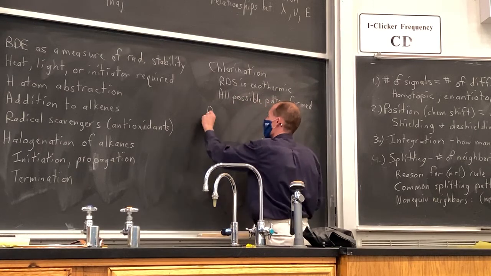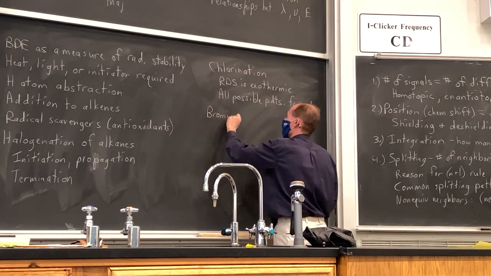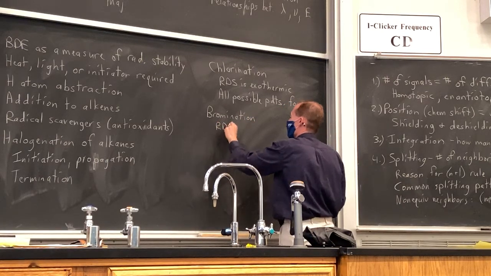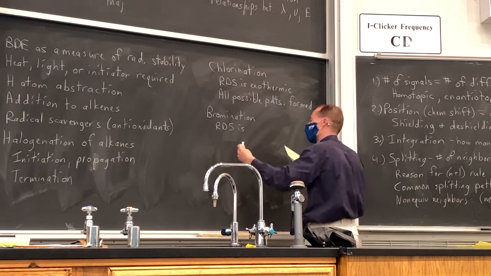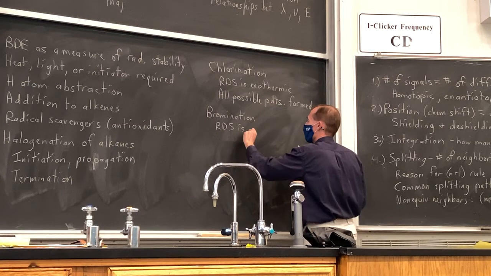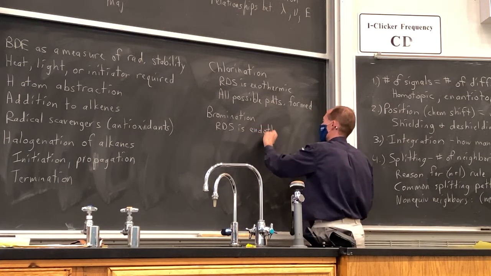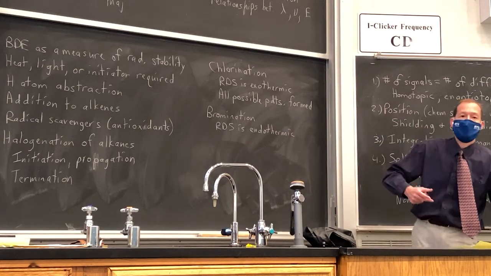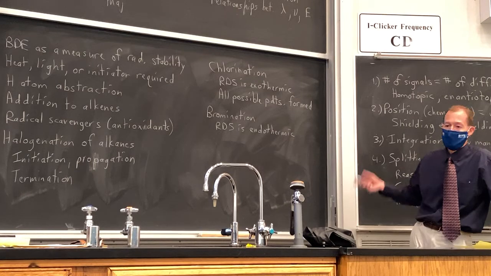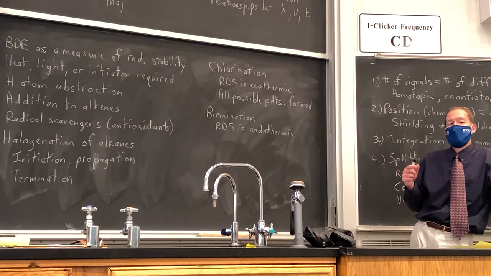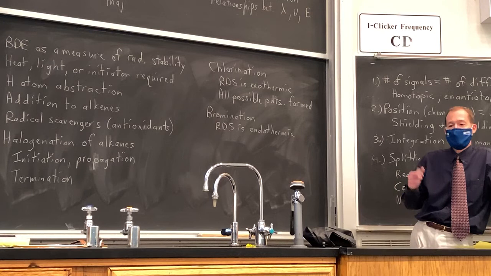Then we had the bromination reaction. In the bromination reaction, that rate determining step, the abstraction of a hydrogen atom from an alkane by a bromine atom, that step is endothermic. So according to Hammond's postulate, the transition state more closely resembles the products or the radicals. And so there's a much bigger difference in activation energy for forming a more substituted radical versus a less substituted radical.